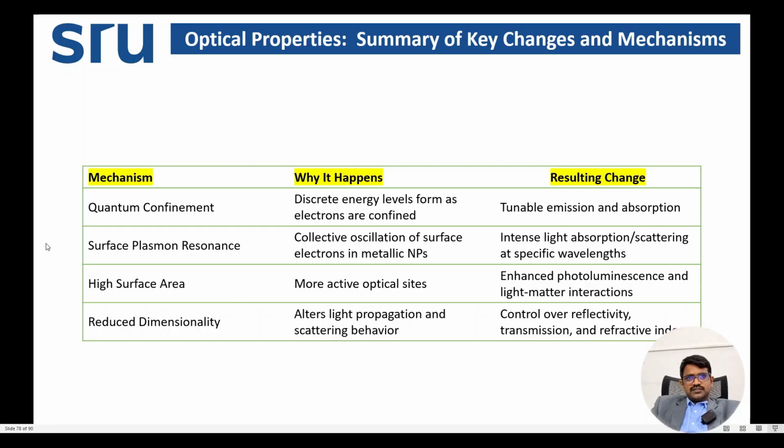So these are the main mechanisms related to optical properties, and these are the changes at nanoscale. This is the reason and this is the result. Mechanism, reason, result. So just go through all this.